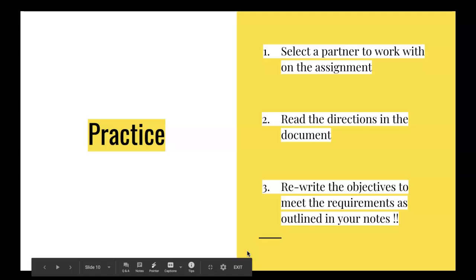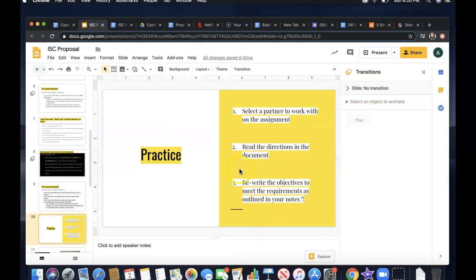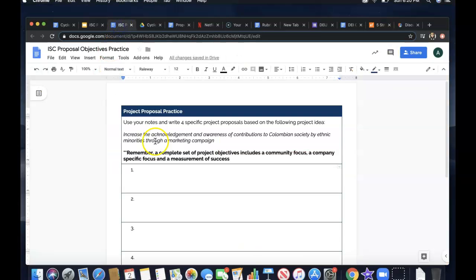So then have them work in partners. You can print the document I'm about to share with you, or you can put it on Schoology. It's up to you. You're going to have them select a partner to work with on the assignment, read the directions in the document, and rewrite the objectives to meet the requirements as outlined in their notes. I would give them maybe 10, 15 minutes to work on it.